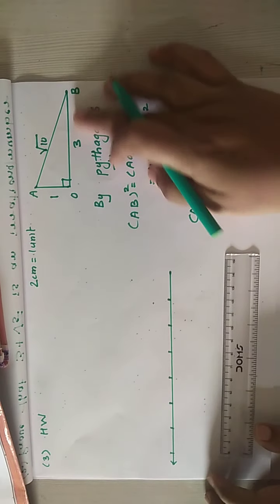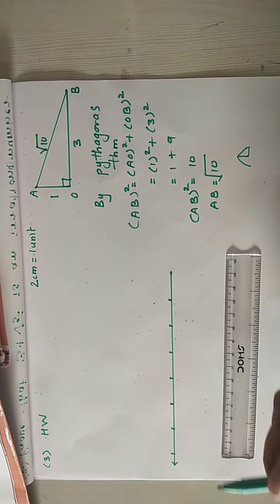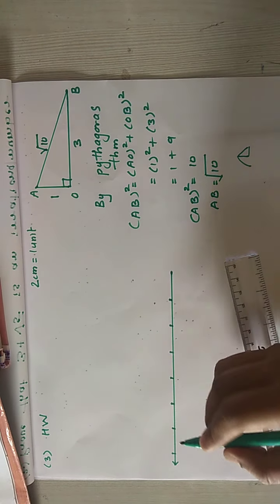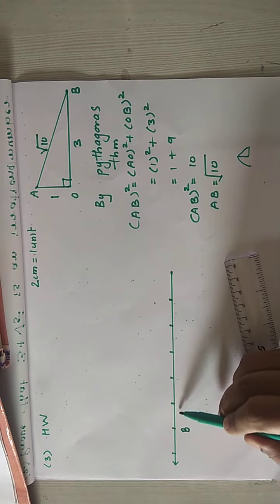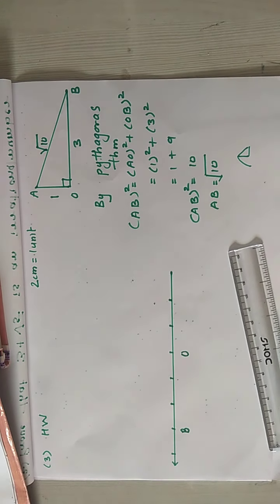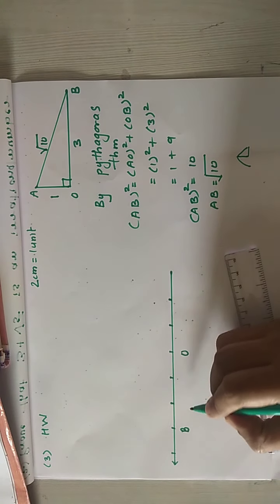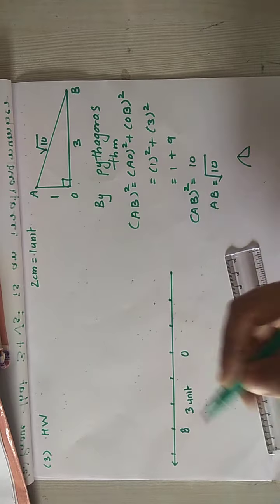So here if you will observe, we need 3 centimeter OB, right? Length of OB should be 3 centimeter. So let's start from here. Suppose this is B, 1 unit, 2 unit, 3 unit. So here you will have O. So this is OB, which is having 3 unit length.